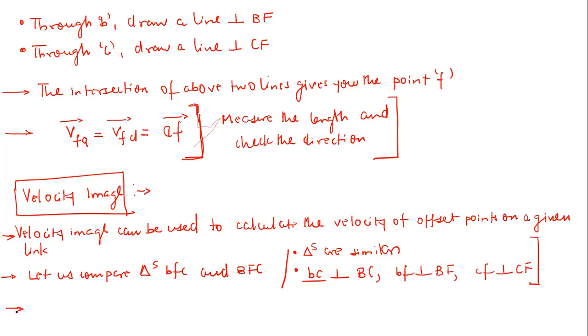In such cases, we simply say that bcf is a velocity image. So this concept you have to remember. Small bcf is a velocity image of capital BFC.